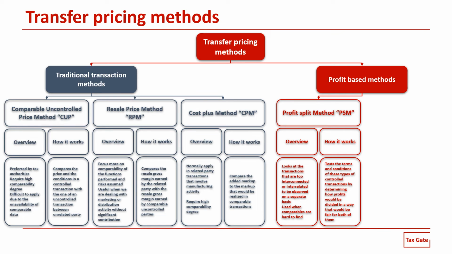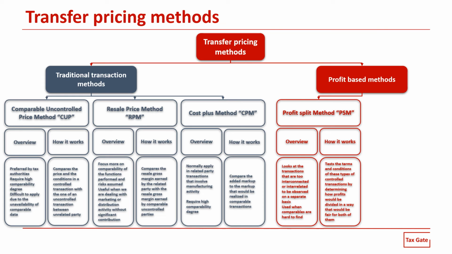In a different way, how profits would be divided between third parties making similar transactions. This is especially useful when dealing with intangible assets, such as intellectual property, or in situations where there are multiple controlled transactions happening at the same time. Also, it is important to highlight that the profit split method would be used when comparables are hard to find, and given the high level of subjectivity surrounding this method, it mostly attracts the attention of the tax authorities.